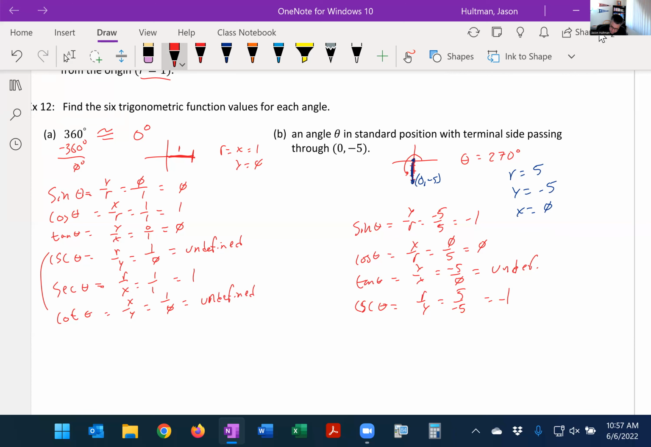The secant of theta is equal to r over x, which is going to be equal to 5 over 0, which is undefined. And the cotangent of theta is equal to x over y, which is 0 over -5, which is 0. And those are the 6 trig functions there.